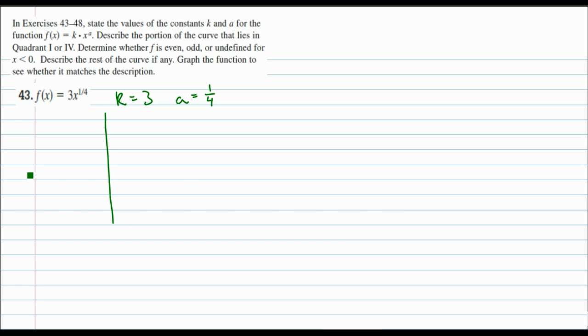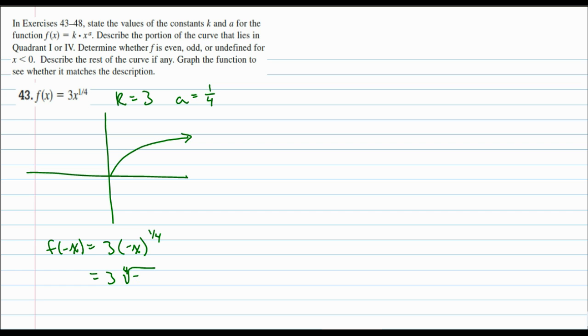So quadrant 1, our graph is going to be in quadrant 1 because k is positive, so the graph is going to be up here. Now our exponent is between 0 and 1. It's only 1/4. So very similar to example C in the last problem, the right side of the graph is going to look like the square root function that also has an exponent of 1/2. Now we've got to figure out what's going to happen on the left side. So I'm going to plug in negative x. Now I didn't rewrite this originally, but that is just the 4th root.